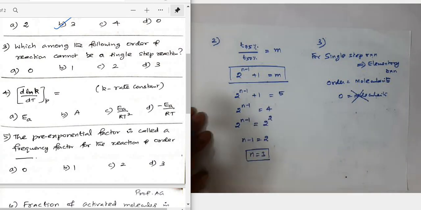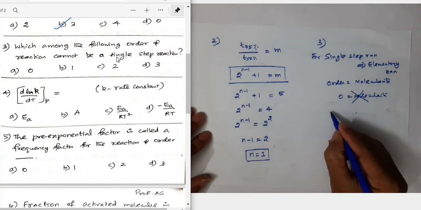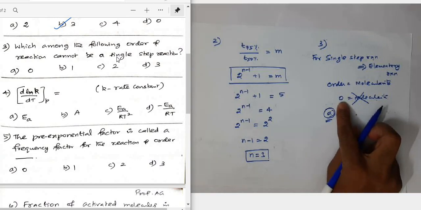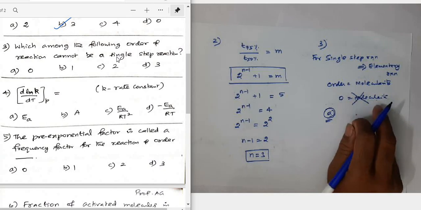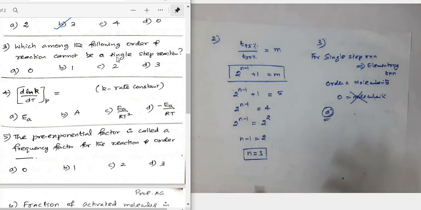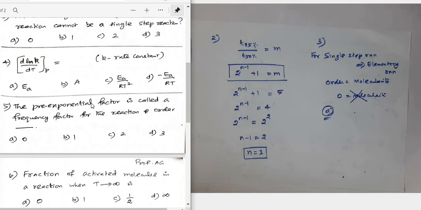Okay, so once again I'll read out the question. Which among the following order of reaction cannot be a single step? Yes, for 0 order, the reaction cannot be a single step reaction, right? So the answer for this question is option A. For 0 order reaction, a 0 order reaction cannot take place in a single step, or a 0 order reaction cannot be an elementary reaction. Okay, so keep this in mind, very important. Now let's go to the next question, question number 4.